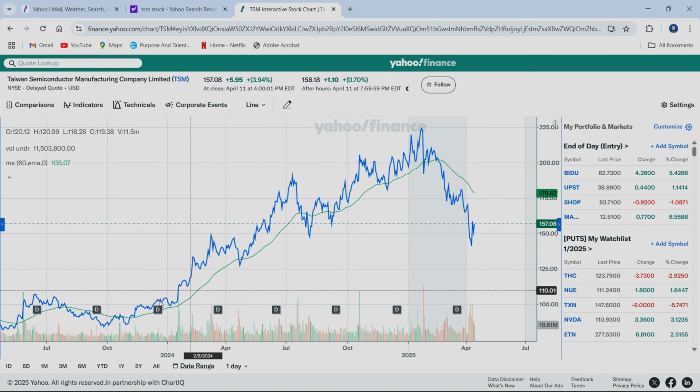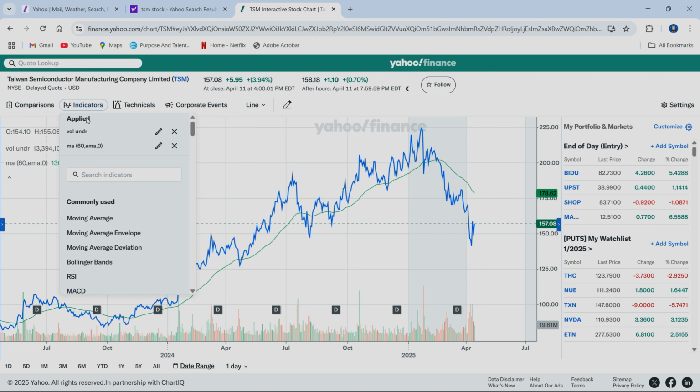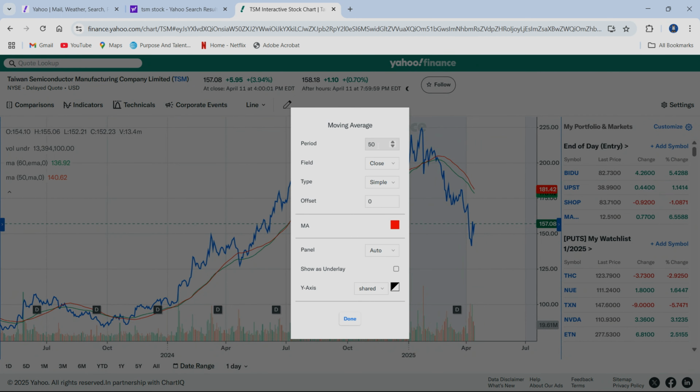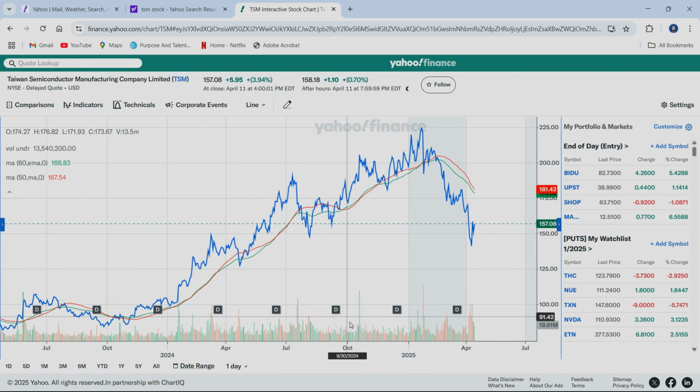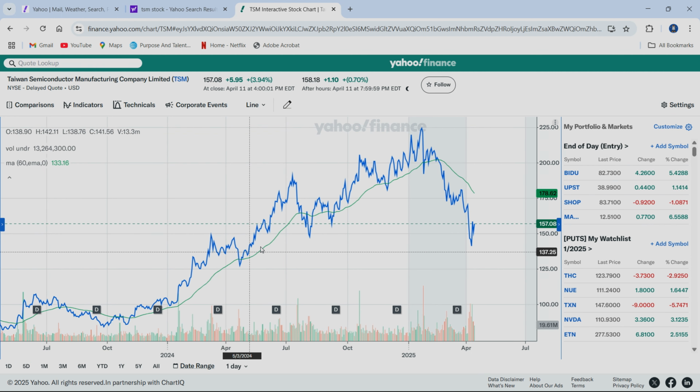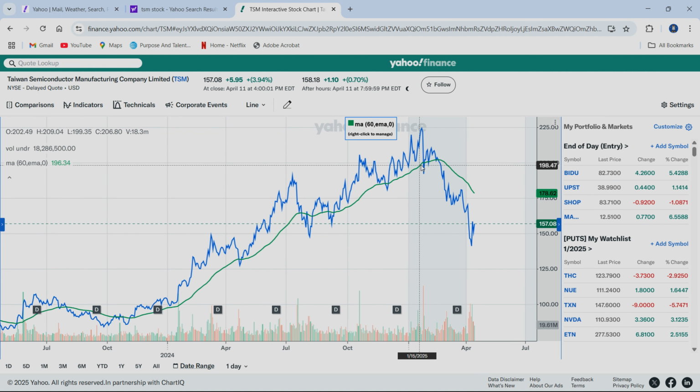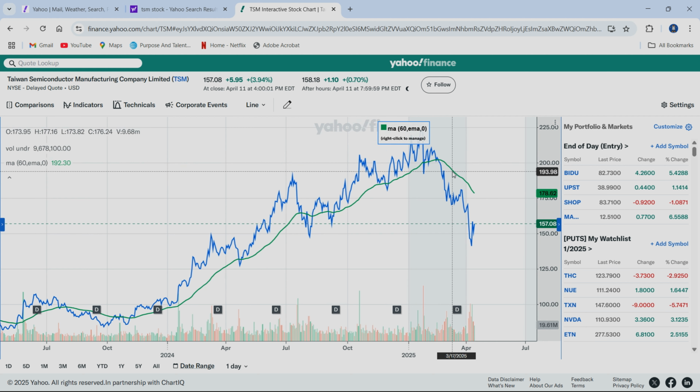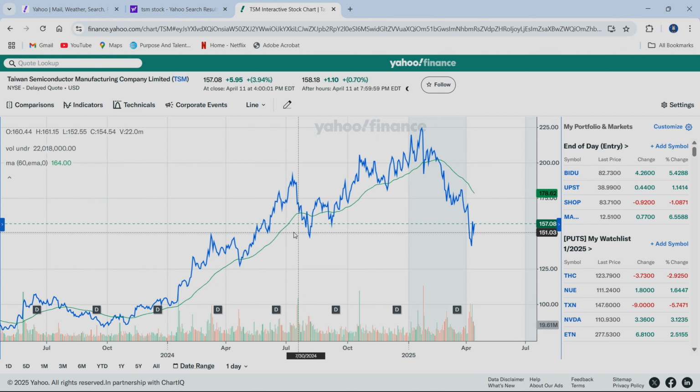This is called an indicator, ladies and gentlemen. This green line represents the moving average. All I simply did was go to indicators, click on moving average, type in how many periods, a 60-day period, and I changed this to exponential. That's all I did. Okay, so you see the green line here. This represents the 60-day moving average. It averages everything.